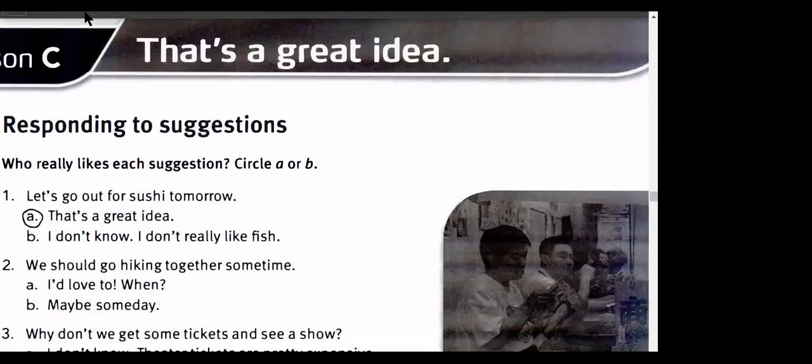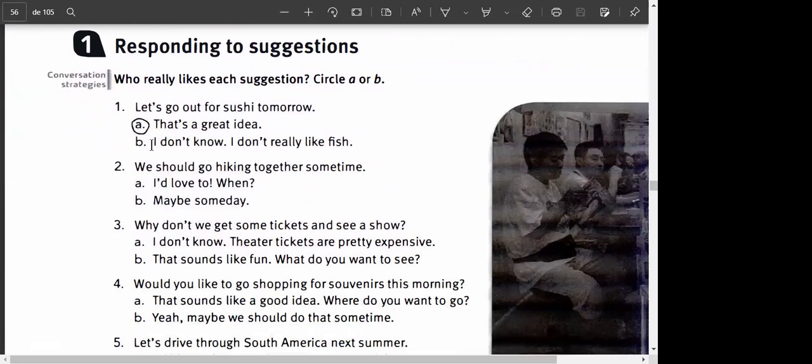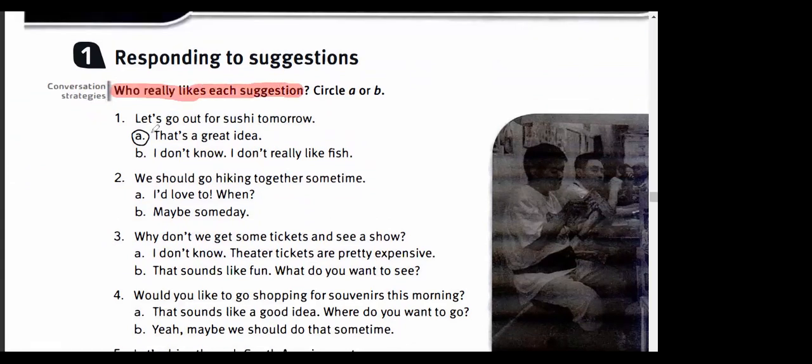Now, it's a great idea. Responding to suggestions. Who really likes each suggestion? Circle A or B. Let's go out for sushi tomorrow. Now, the question is, who likes the suggestion? And number one, A likes the suggestion. What about number two?